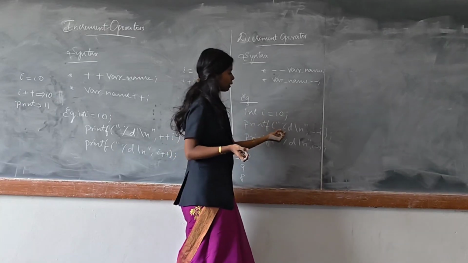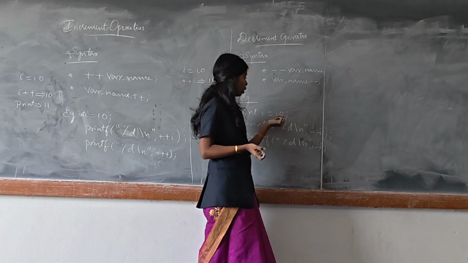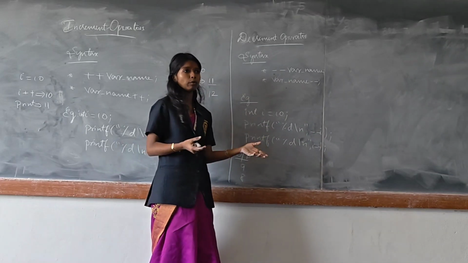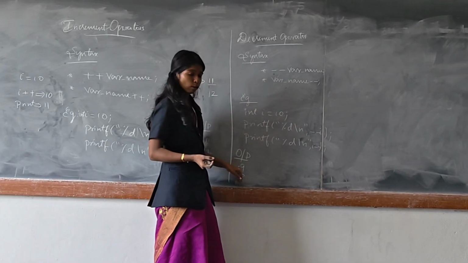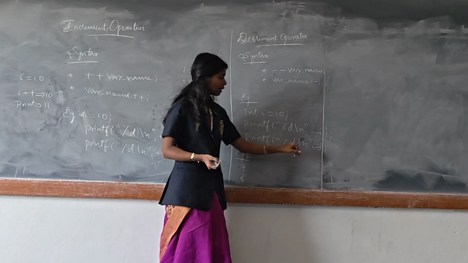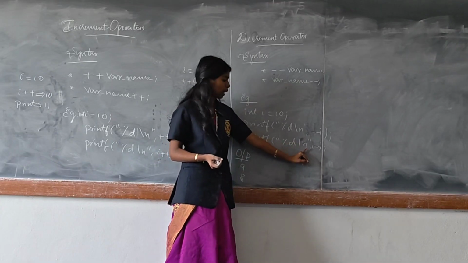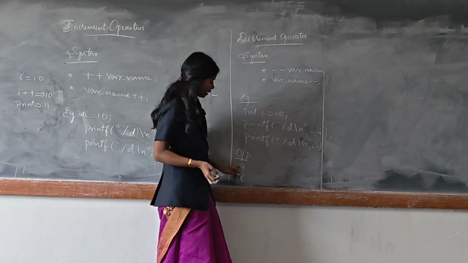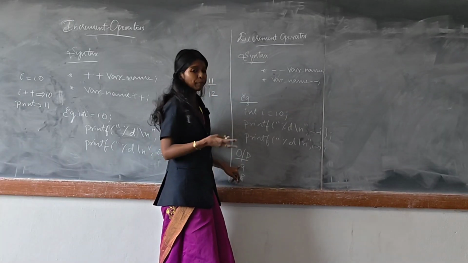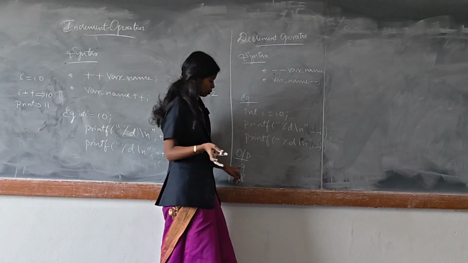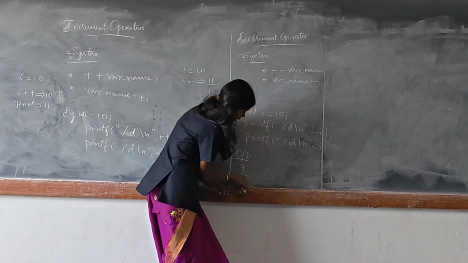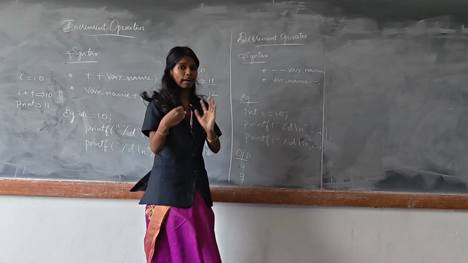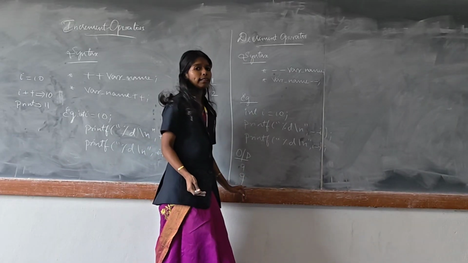printf percentage d, minus minus i. The value of i is 10, so minus minus i means it is decremented by 1, which means 10 minus 1, equal to 9. Then printf percentage d slash n, i minus minus. Now the i value is 9, so it won't print 8, it will print 9. Only after that it will be stored as 8.